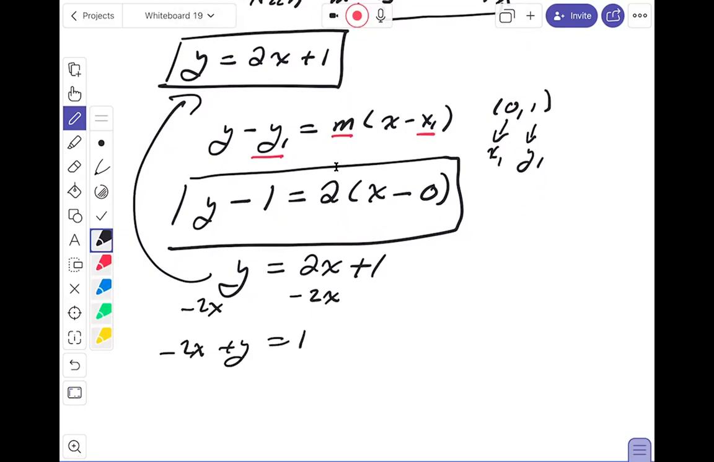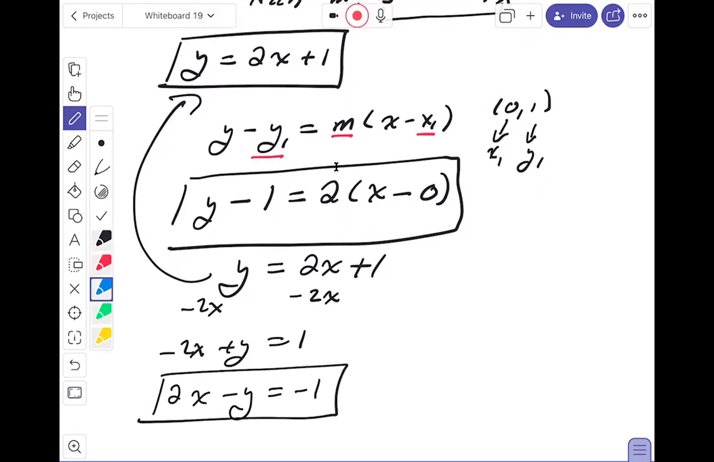Convention has it we like a positive coefficient on the x. Multiply both sides by minus 1. You get 2x minus y equals minus 1. All right, let's go to the answer key. And let's take a look. Let's see what they got.